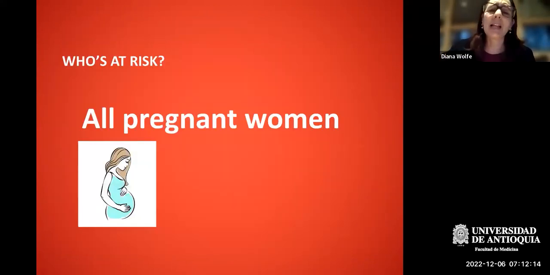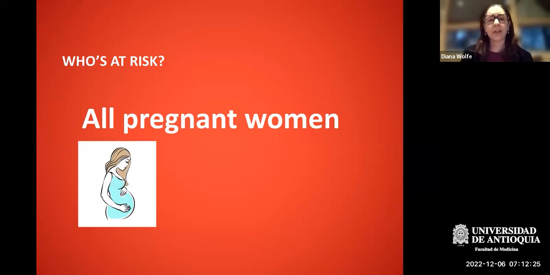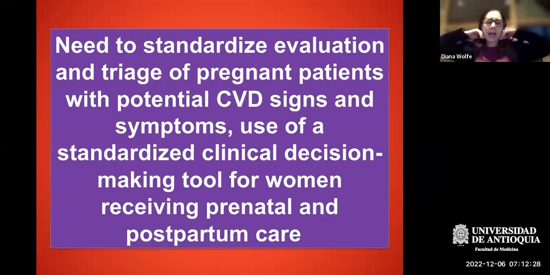Entonces, ¿quién está a riesgo? ¿Cómo se puede identificar las mujeres al embarazo? De verdad, todas las mujeres embarazadas son a riesgo. Entonces, hay un proposal que vamos a evaluar y triage todos los pacientes embarazadas que tienen este potencial, que tienen signos y síntomas cardiovascular, y cómo se puede desarrollar un tool para saber cuáles son las mujeres lo más a riesgo.